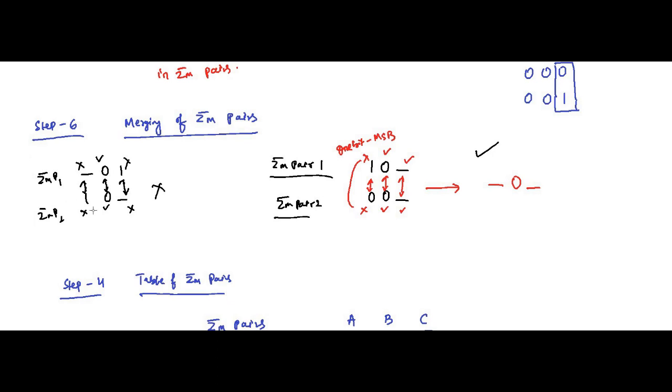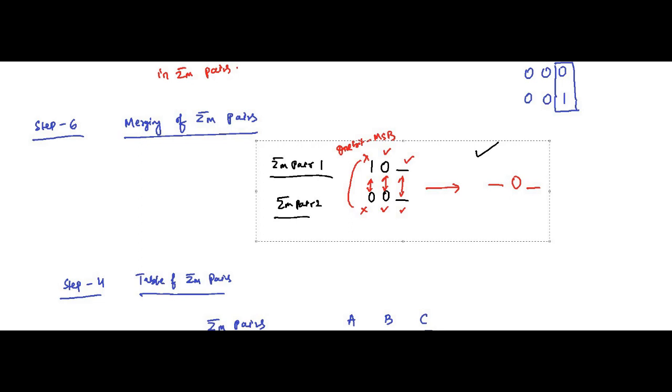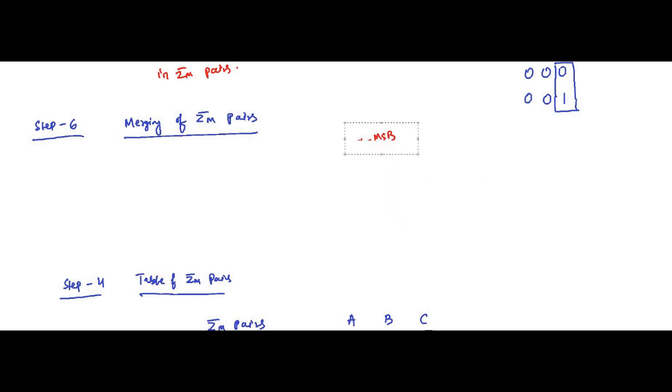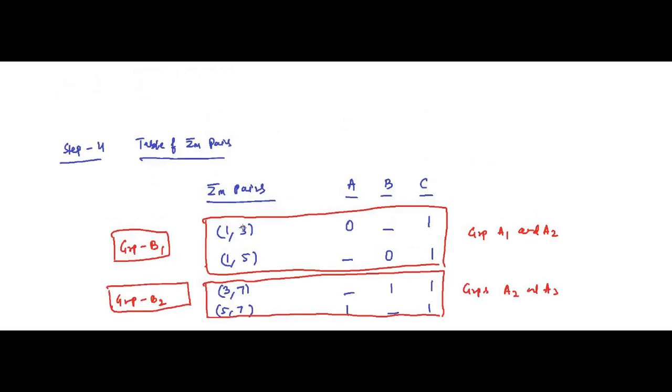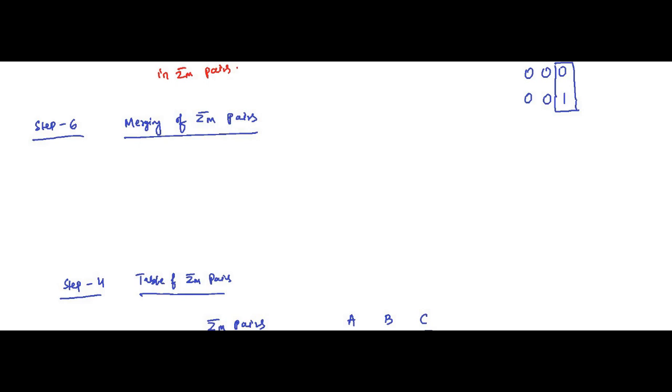So let us erase all of it. Okay, so how are we going to form the merging of minterm pairs? We will be comparing the minterm pairs from adjacent groups. Group B1 will be compared with group B2. So we'll compare minterm pair 1 3 with 3 7, then 1 3 with 5 7, then 1 5 with 3 7, then 1 5 with 5 7. So let us compare 1 3 and 3 7. Okay, minterm pairs 1 3 and 3 7.